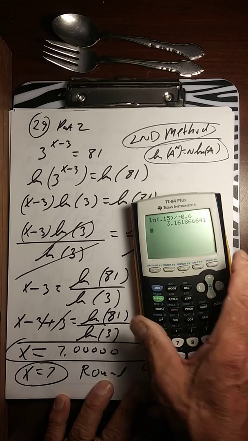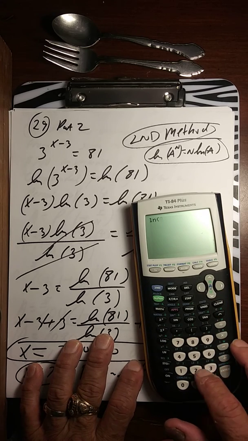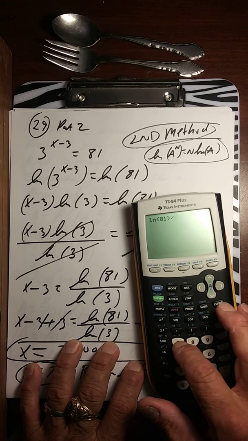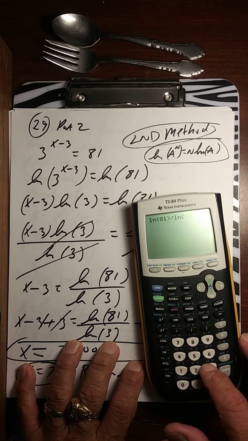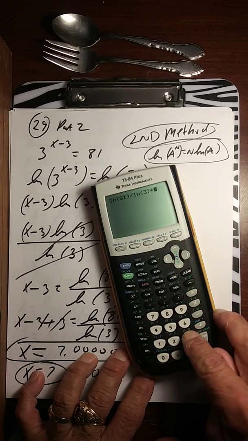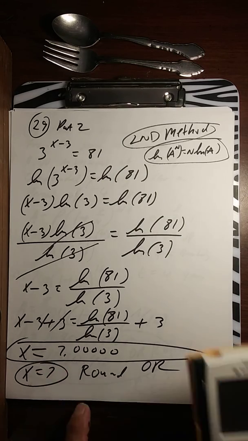So let me just do it in a calculator. ln of 81 divided by ln of 3 and plus 3. And that's going to give you 7. Okay.